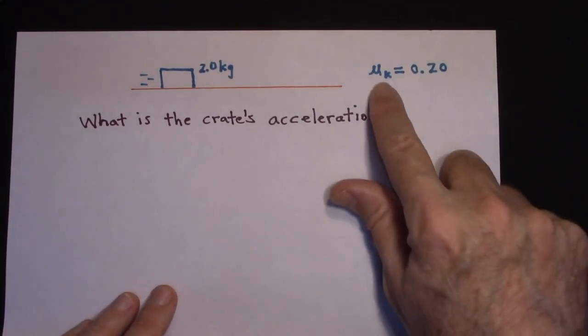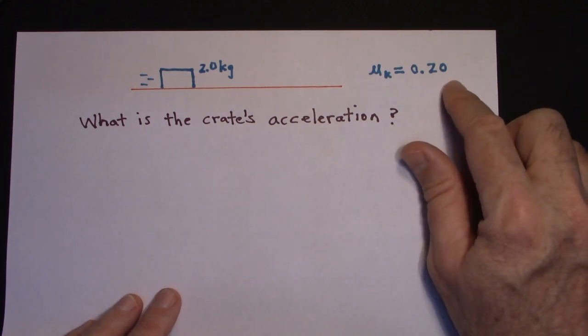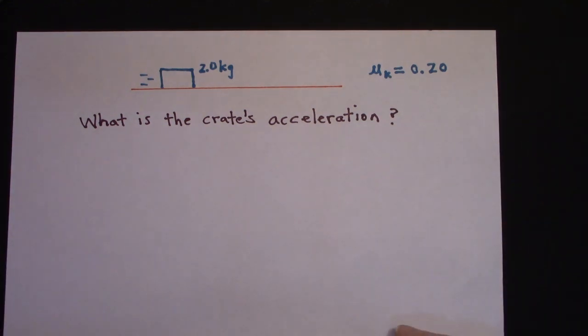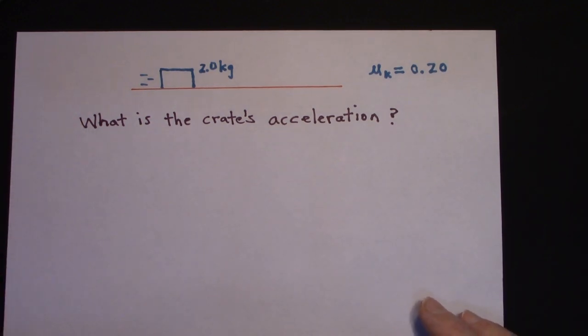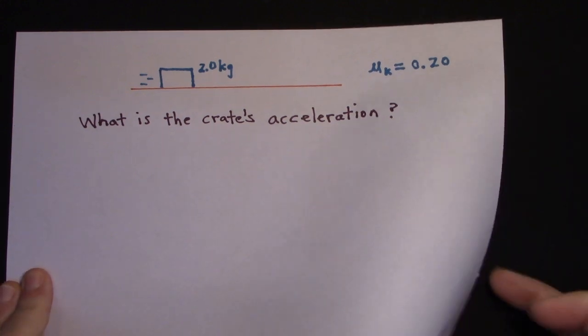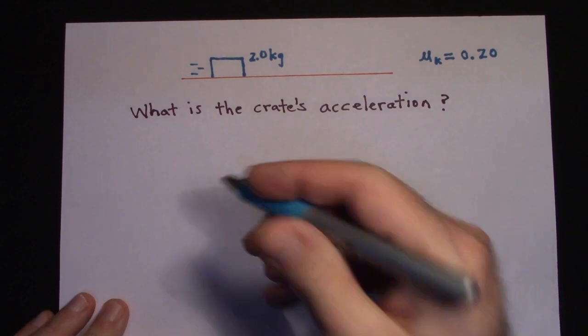Now let's say the coefficient of kinetic friction is 0.20. Notice that doesn't have a unit. Now, if I want to get the acceleration, which would then allow me to get a bunch of other stuff, I'm going to use Newton's laws. So first I'm going to draw a free body diagram of this. The free body diagram of this crate is going to look something like this.